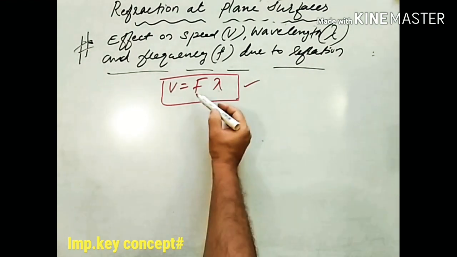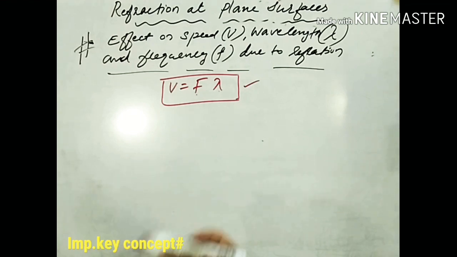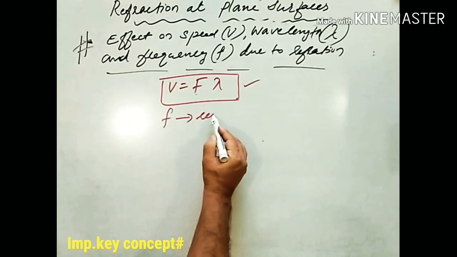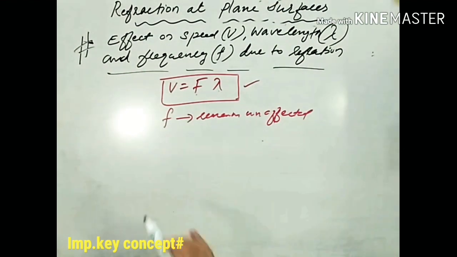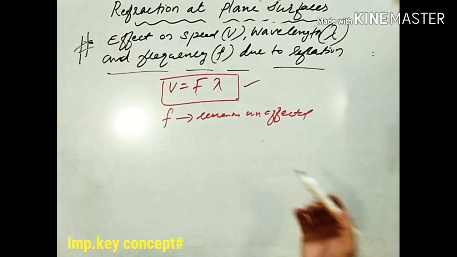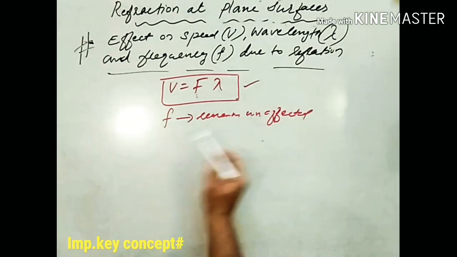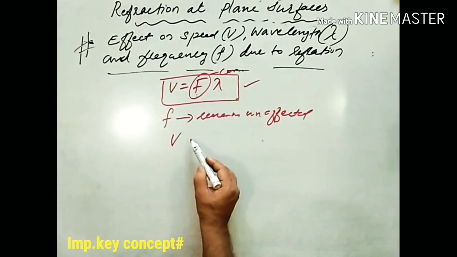Then what about the frequency? Frequency, as you know, is a characteristic property of the source. So frequency does not change on refraction. Remember that frequency f remains unaffected. It never changes because frequency is the characteristic property of the source from where the light is originating. So name a factor which remains unaffected during refraction. It is frequency. Keep it in mind. Since frequency is constant, it remains unaffected.